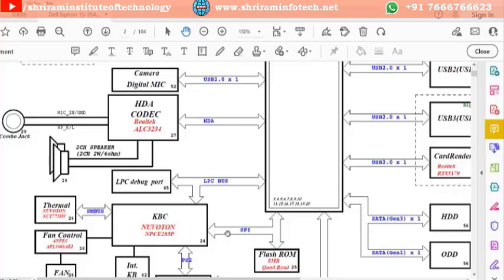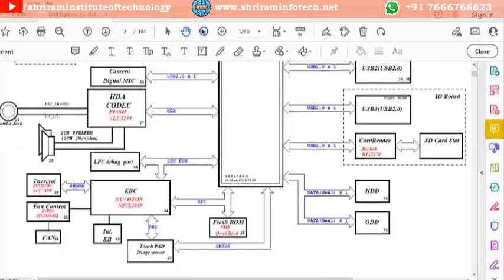There are so many SIOs like ENE, Nuvoton, SMSC, ITE. In this particular motherboard, the Nuvoton SIO is used, and the number is NPC 285. This information is given on page number 24, right?